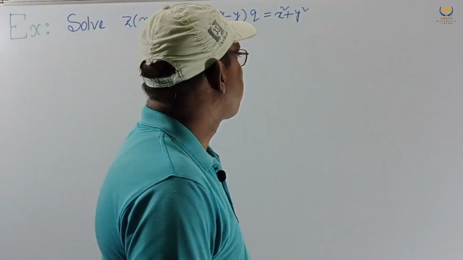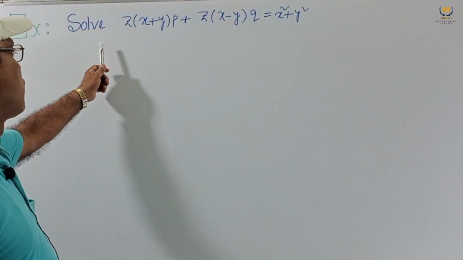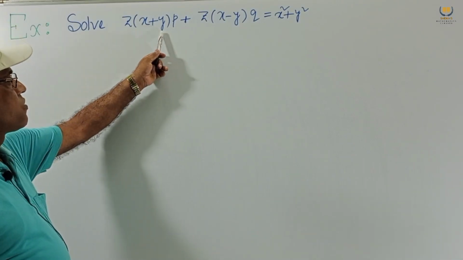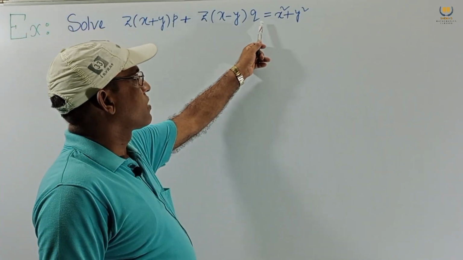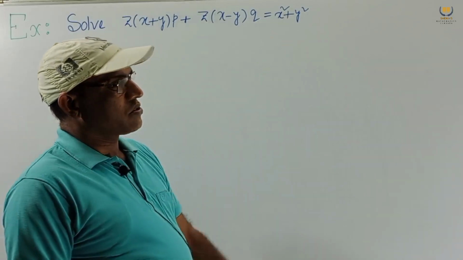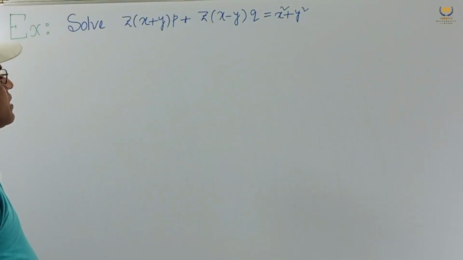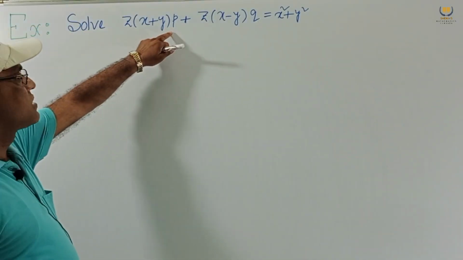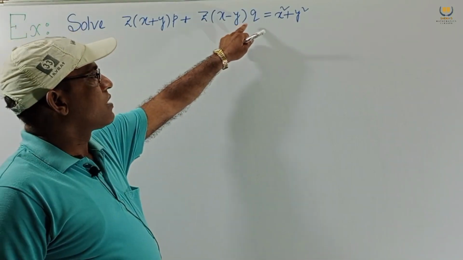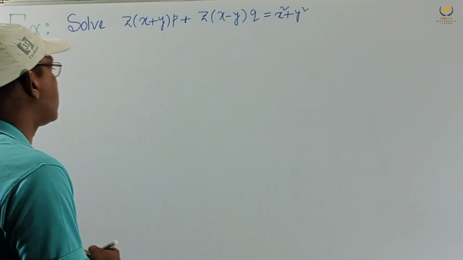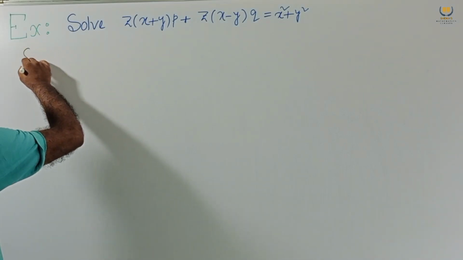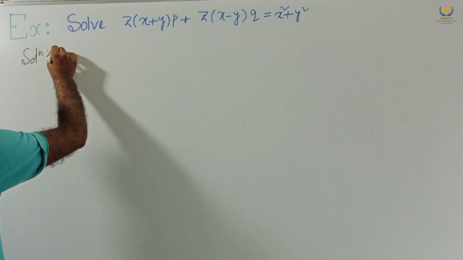Next we consider another problem. Solve z into x plus y into p plus z into x minus y into q equals x square plus y square. This problem is given. So this is capital P, this one capital Q, this one R. So the auxiliary equations are the solution.